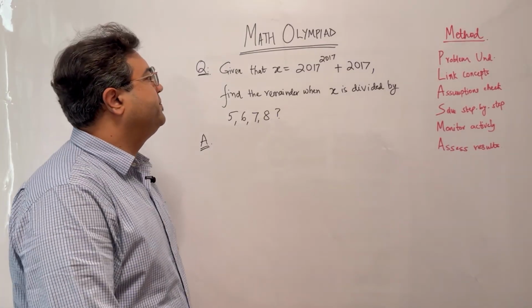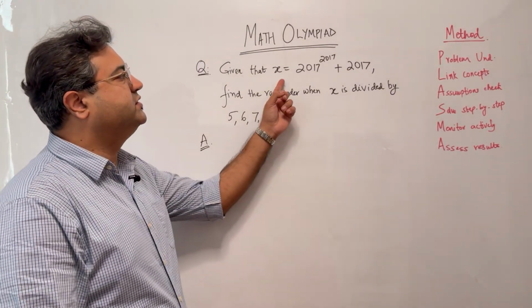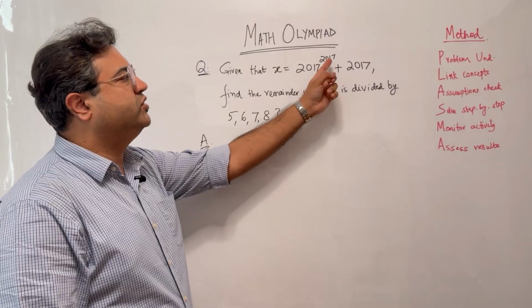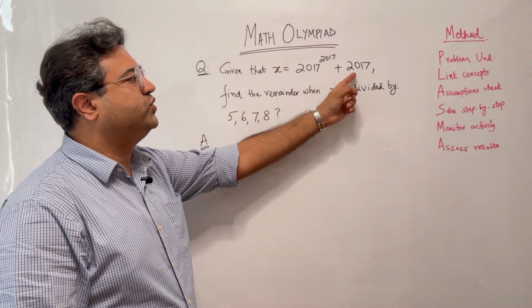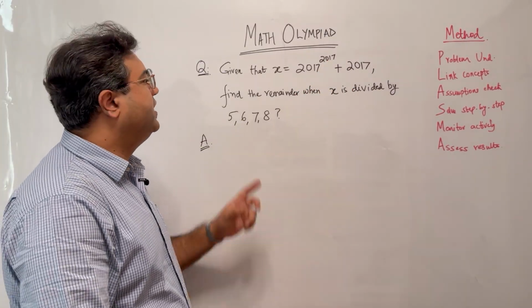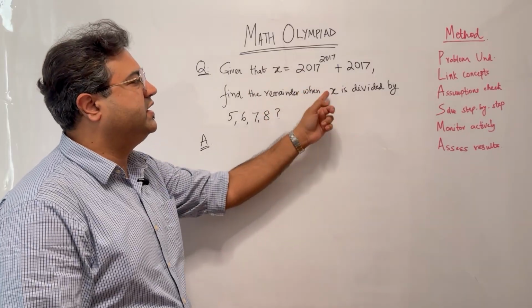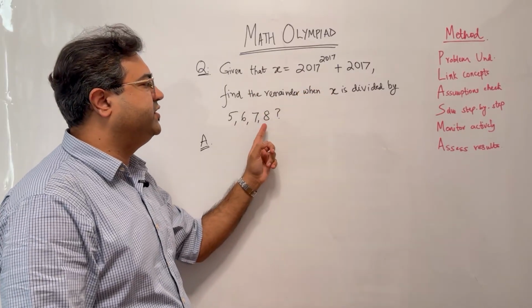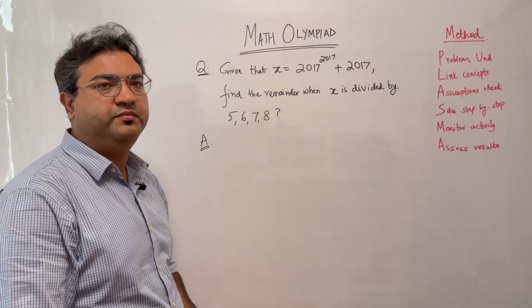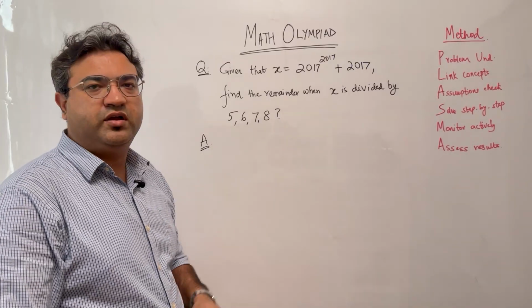So let's look at the problem. Given that x is equal to 2017 to the power of 2017 plus 2017, we have to find the remainder when this x is divided by 5, 6, 7 and 8. Okay. So let's use the PLASMA method.